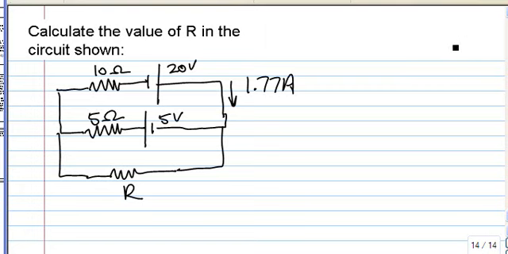Okay, in this problem we're asked to calculate the unknown value of R in the circuit shown below. In order to do this, we're going to have to use Kirchhoff's rules, and the reason for that is that the EMF sources prevent us from treating the resistors as being in parallel.